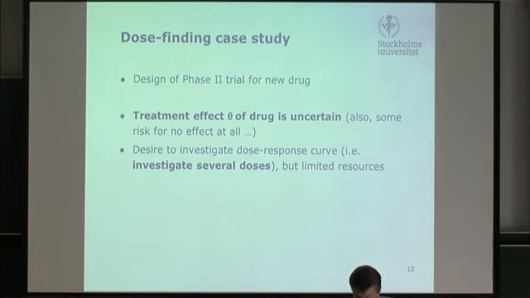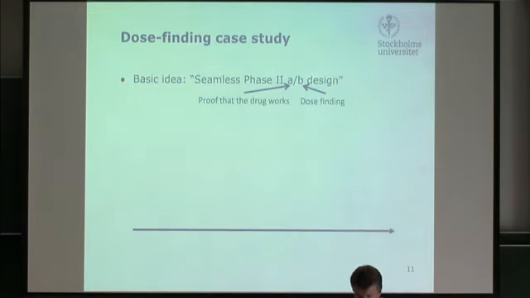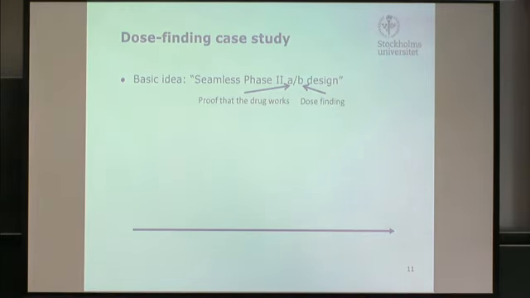and the desire here to investigate a dose response curve. The basic idea is to run what I call a seamless phase 2A/B trial, where I mean with phase 2A prove that a drug works, and phase 2B then a dose finding study.